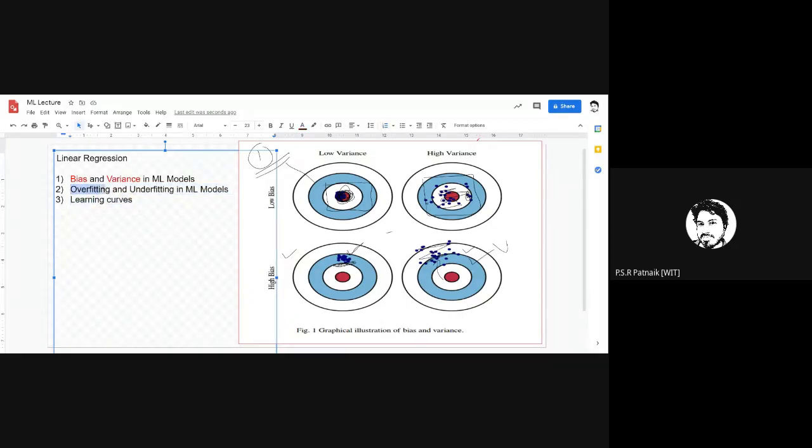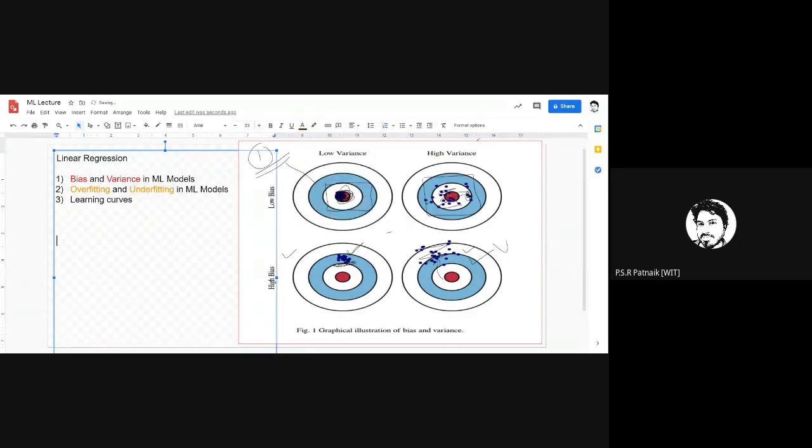So what exactly is overfitting? What exactly is underfitting? And what are learning curves? We will see in tomorrow's lecture. In short, these are the behaviors shown during training. If I can control these two, overfitting and underfitting, then I can directly control the bias and variance as well.